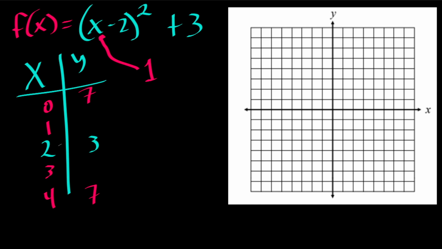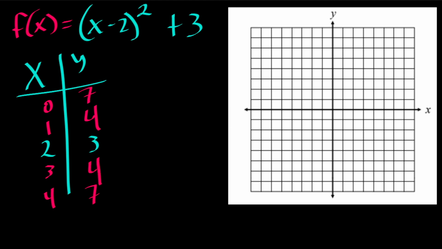And once again, when we know 1, we'll also know 3. So we're going to say 1 minus 2, that would just be negative 1. So we're going to say negative 1 squared plus 3. That would be positive 1 plus 3, so that would be 4. Now, if x = 1 is 4, then x = 3 is also 4, because once again, this is symmetrical. We said this was 7, and this was 4.